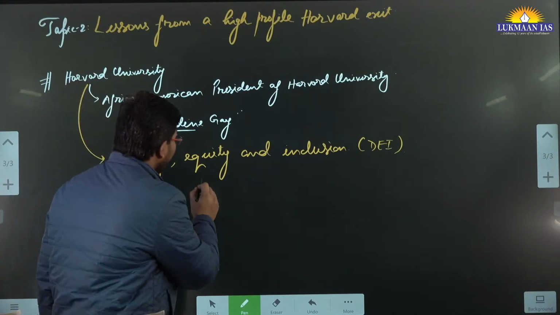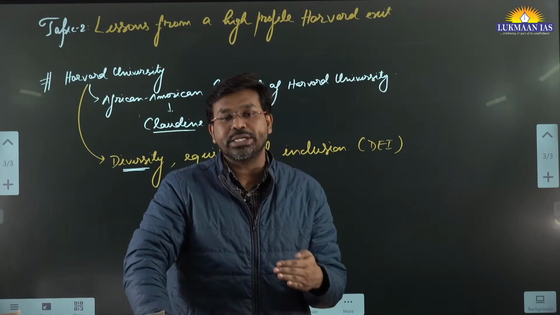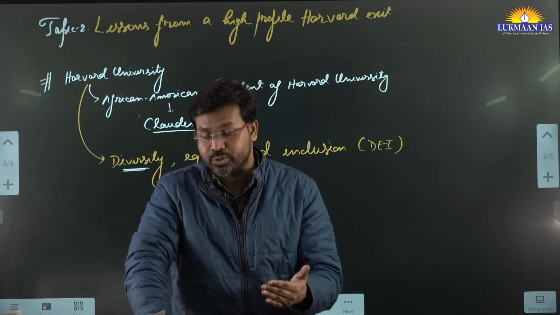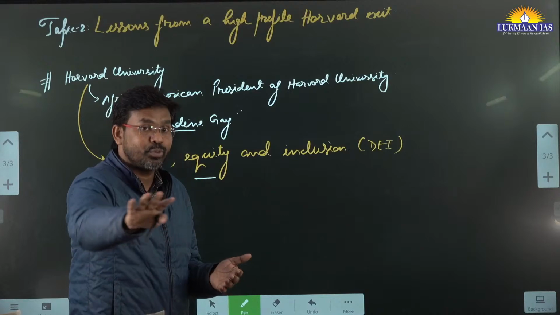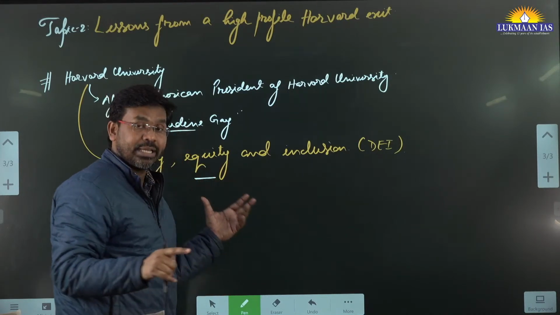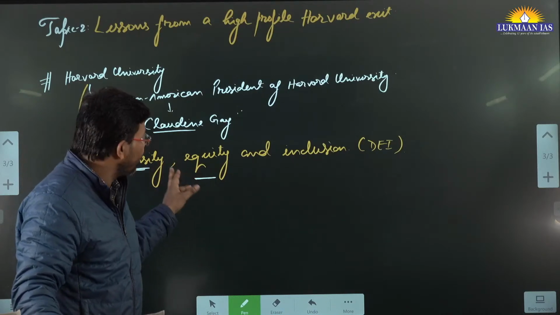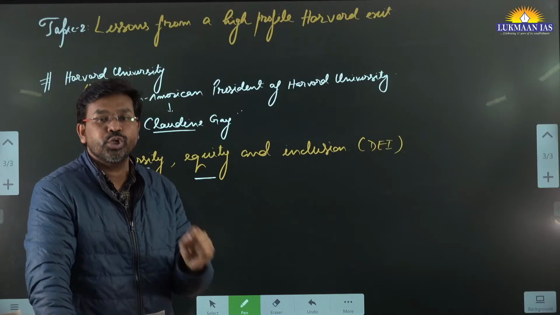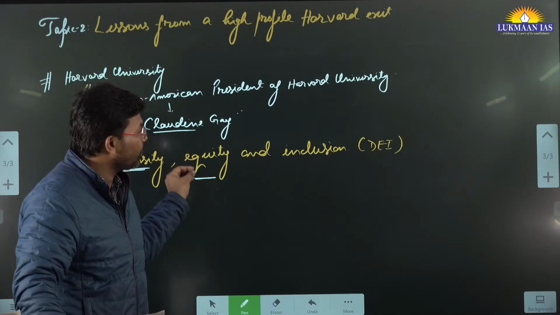Second thing, when we talk about equity, equity means access to education must be equally accessible to people from all socio-economic backgrounds. There can be people coming from a poor socio-economic background. They should be able to afford education in one of the topmost educational institutes in the world, which is Harvard University. So they say, irrespective of your socio-economic background, you can come here and complete your education.